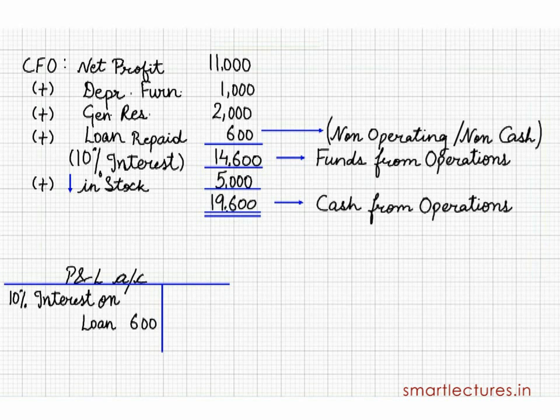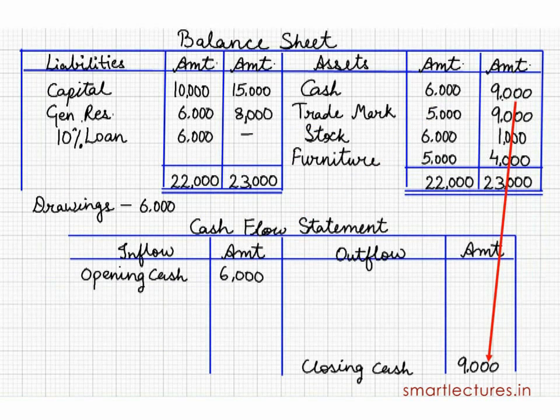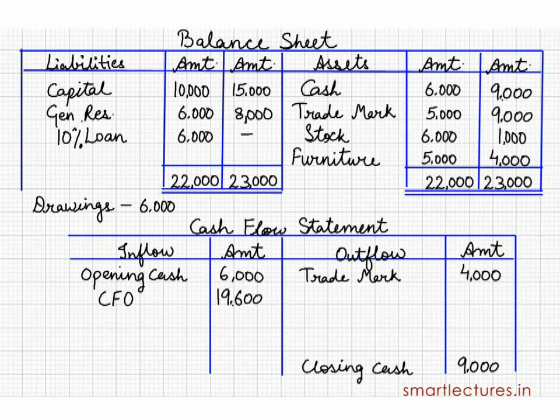Now my cash from operation is ready, so I can prepare the cash flow statement. Opening cash 6,000, closing cash 9,000. Cash from operation on the inflow side, 19,600. Now we'll check item by item in the balance sheet. Trademarks, previously it was 5,000, now it is 9,000. It means trademarks have been purchased for rupees 4,000. So on the outflow side, trademarks purchased 4,000 rupees. Stock has gone to cash from operation. Furniture, there was depreciation, it has been treated in cash from operation.